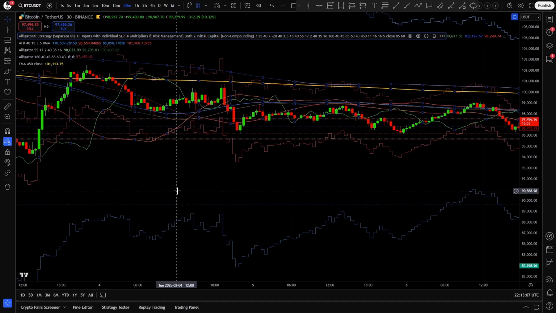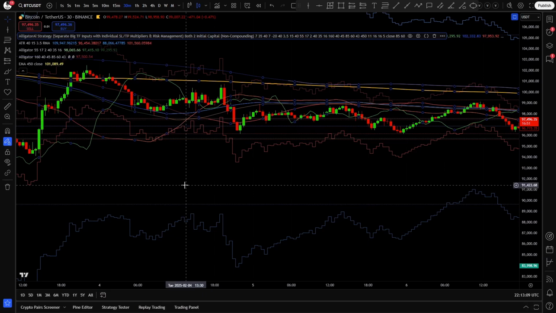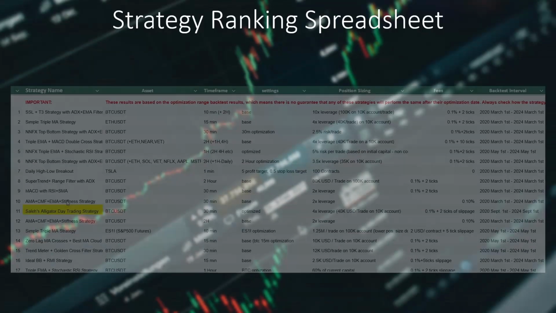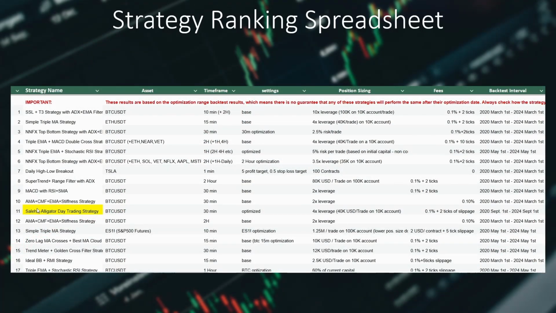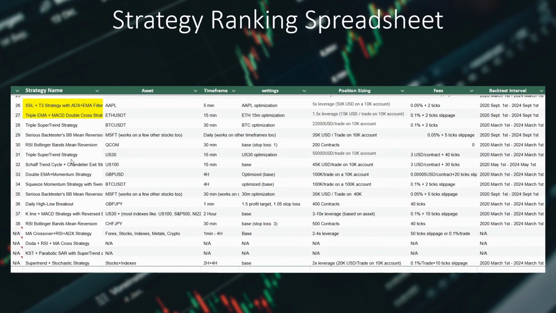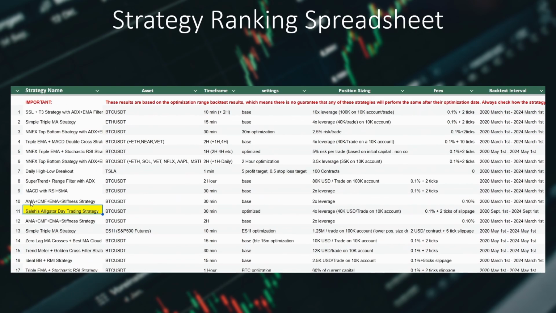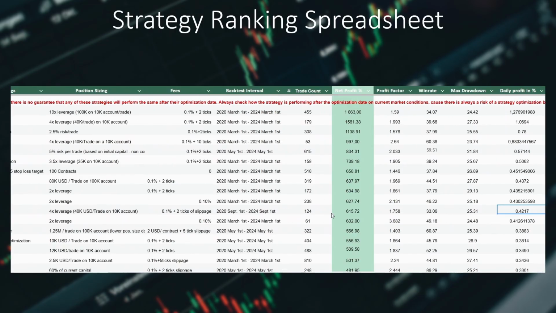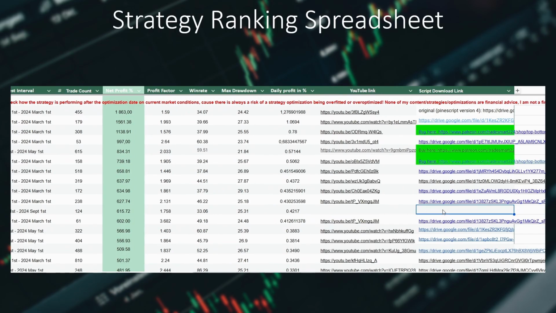To close out the video, let's take a look on the Strategy Ranking Spreadsheet and see where this strategy is placed among all the strategies I have tested so far. Okay, so here is the Strategy Ranking Spreadsheet, and today's strategy was this one. And it took the 11th place, which is pretty good. We are already over 30 tested strategies, almost at 40, so being in the top 25% is great. In this spreadsheet you can find all the backtest results, and I will put the download link of the strategy script here and the YouTube link of this video.